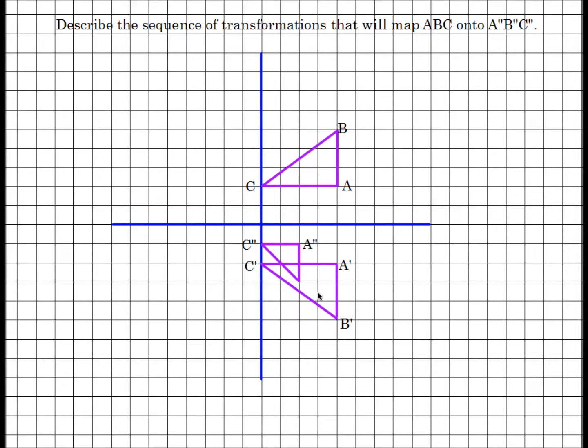Do you see it? What happens? You should have said that it is a reflection across the x-axis. Here's the x-axis. Excuse my crooked lines. But here's the x-axis, and the triangle is being reflected across the x-axis. That reflection goes from here to here.